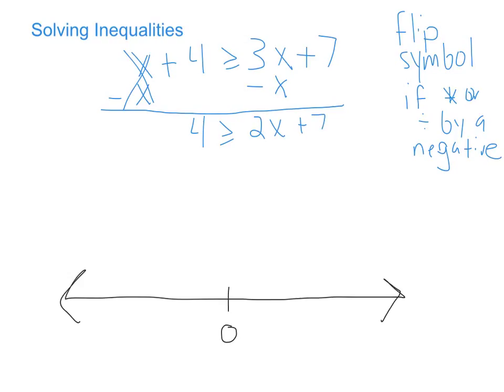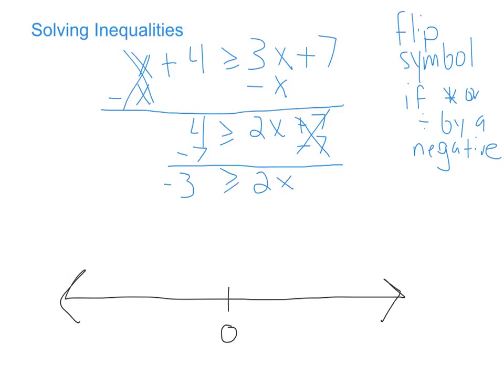Now, the next thing that I need to do is get rid of the 2 and the 7. I know using my backwards PEMDAS that I'm going to get rid of the 7 first, so I need to subtract it on both sides. Now I'm going to have no 7s on the right side. I'll just have 2x, and I'll have negative 3 on the left side. And I did not multiply or divide by a negative number, so I don't need to flip my sign. It's still the same, greater than or equal to.